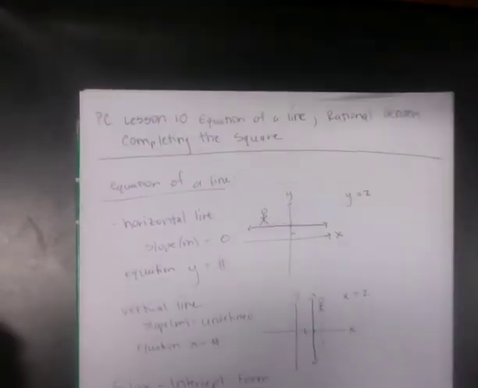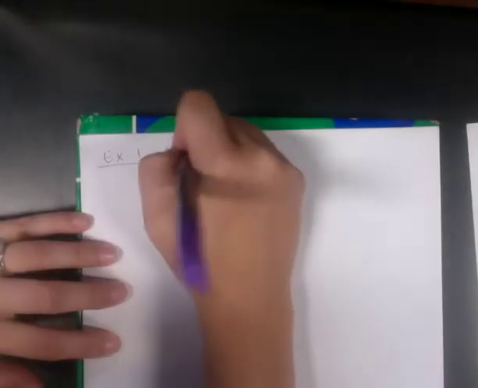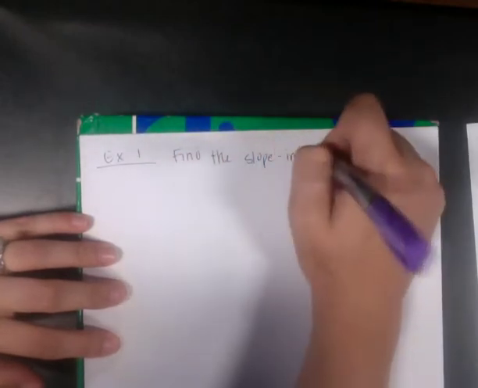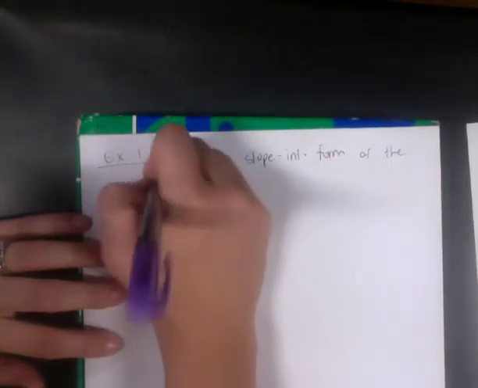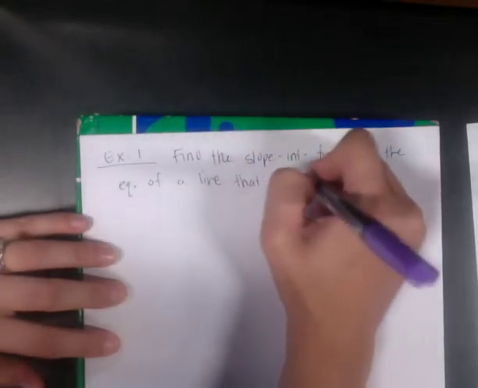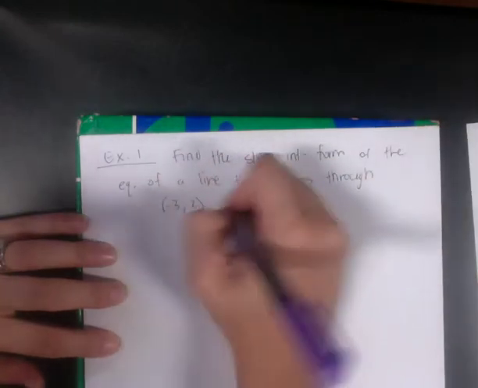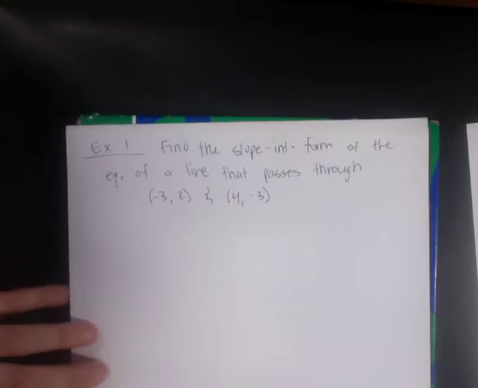So let's do an example. We want to find the slope-intercept form of the equation of a line that passes through (-3, 2) and (4, -3).